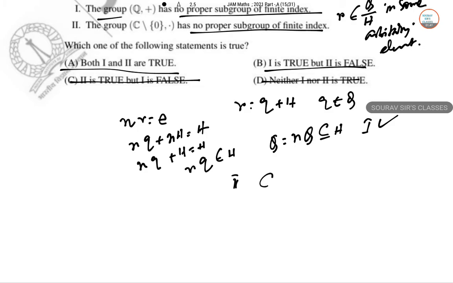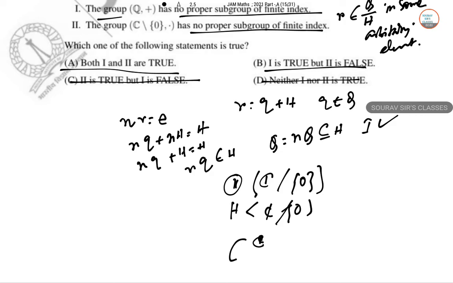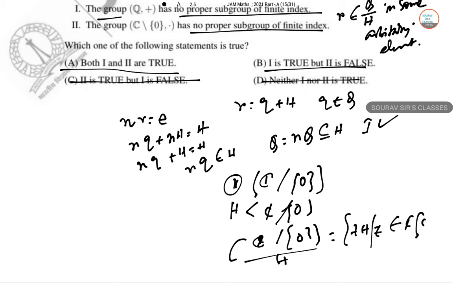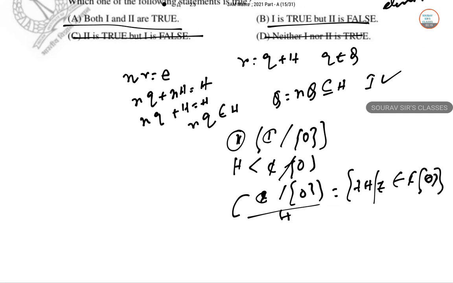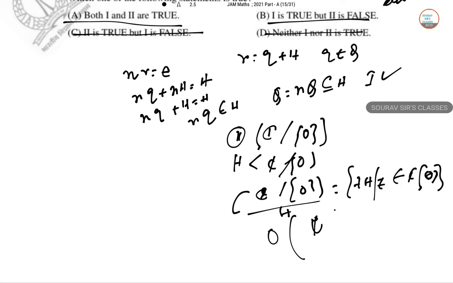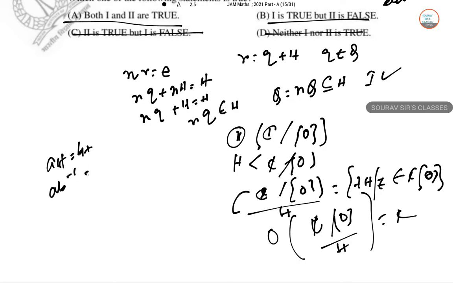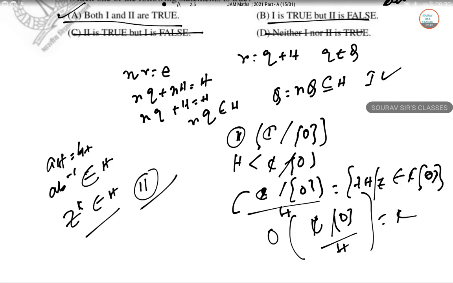Next, for the second part, there exists a subgroup H, so Z of H, the center. Now aH equals bH, so ab inverse belongs to H. So Z of K belongs to H. So statement 2 is true as well. So A is the answer.